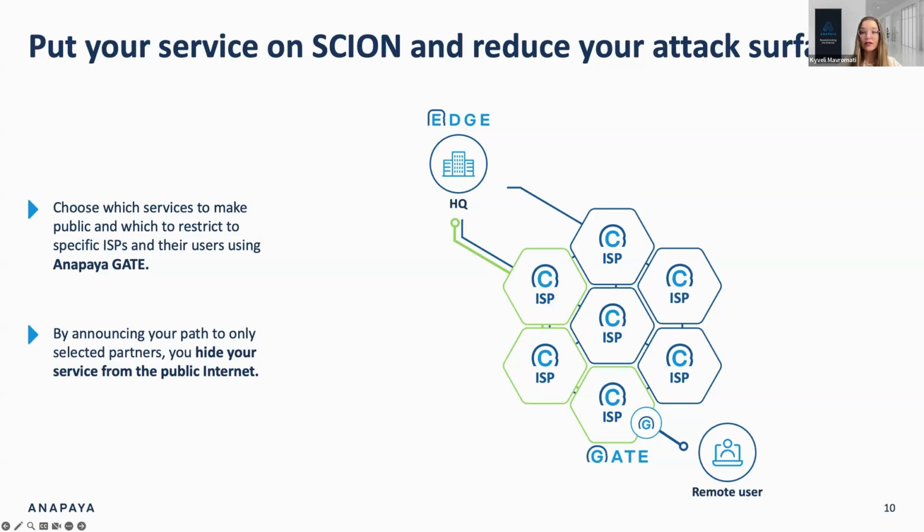Companies can select the critical services that should not be accessible through the public internet and instead make them accessible through the SCION network in a secure way through the Anapaya GATE. In this setup, companies can further choose specific ISPs that can access their services, so it's not even the entirety of the SCION network that can access them.